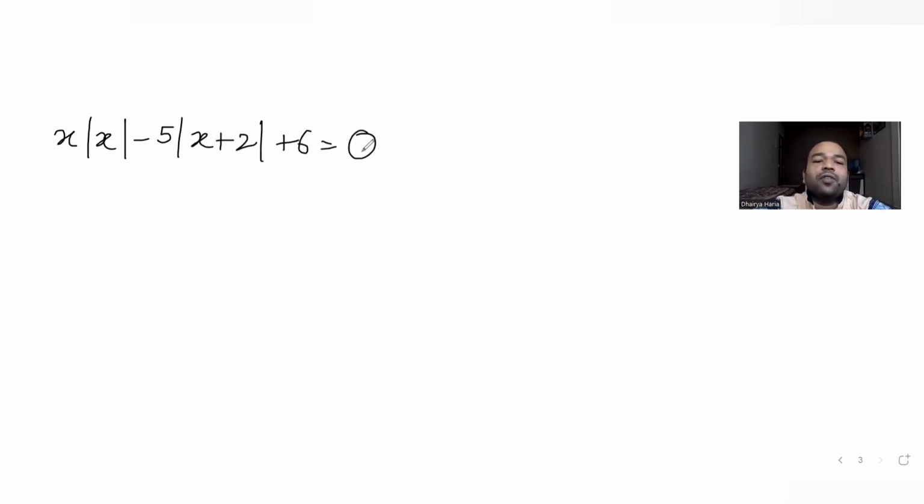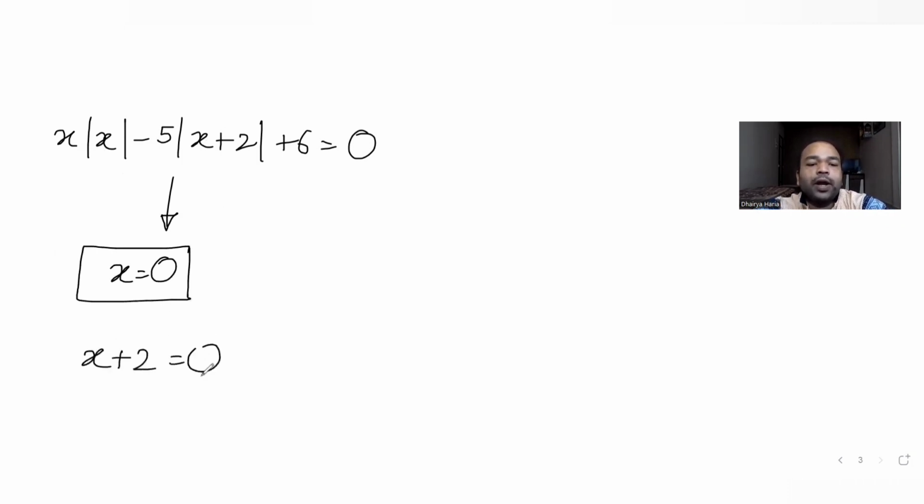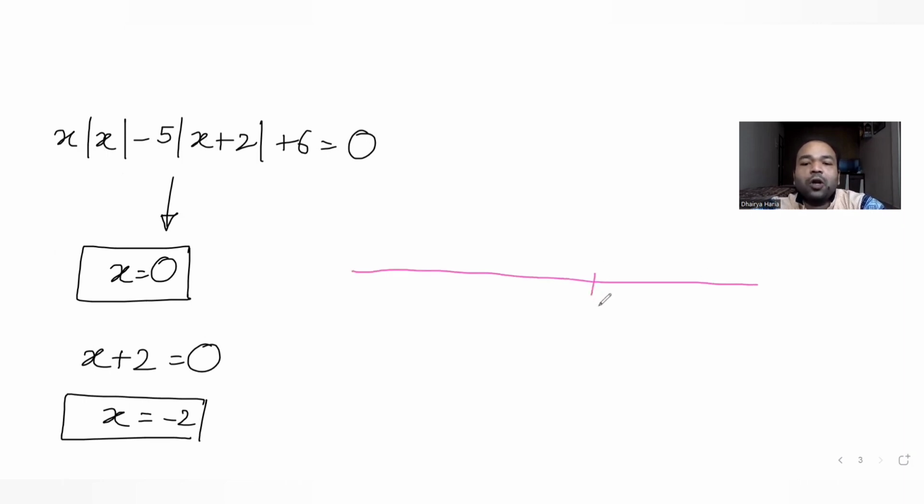Whenever you have to solve this type of equation with absolute values, the expressions which are inside the mod, just equate them with 0. So the first expression inside the mod gives me x = 0. The second expression inside the mod, I again equate with 0, I get x = -2. Once you get two values or three values, whatever values of x there are, just plot them on the number line. So if I plot them on the number line, I have 0 and -2. Those two values basically divide your entire number line into three regions.